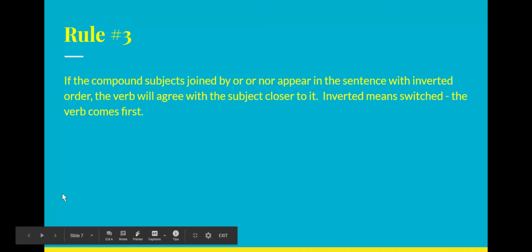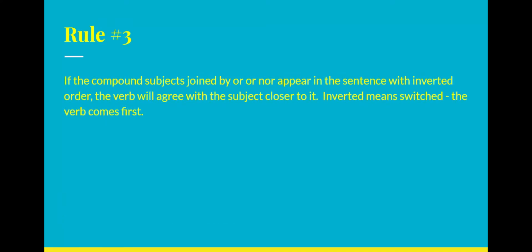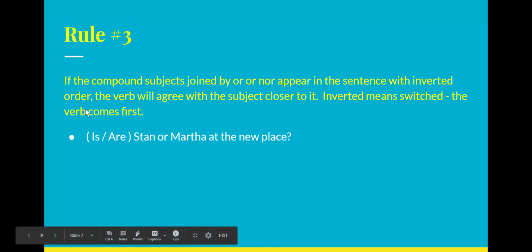Here's our last rule, rule number 3. If the compound subjects joined by or nor appear in the sentence with inverted order, the verb will agree with the subject closer to it. Inverted just means switched. So this could be that the verb comes first, especially if you are stating a question. So let's take a look here. Blank, Stan or Martha at the new place.